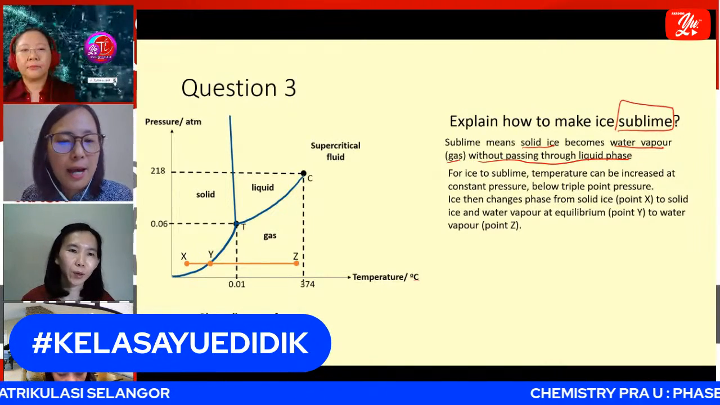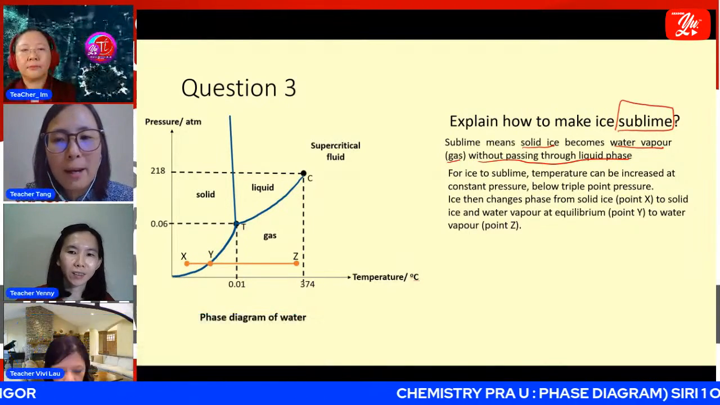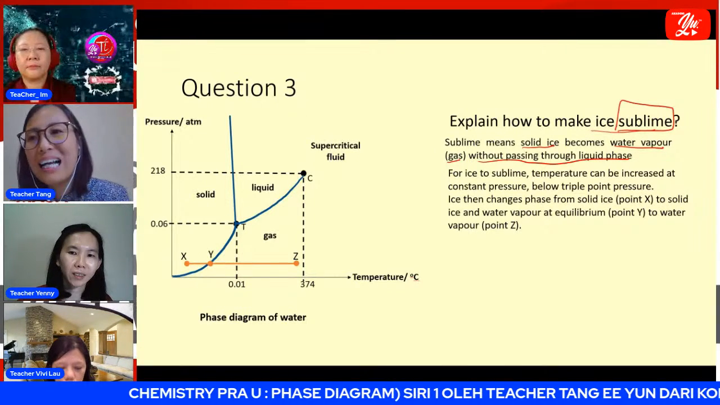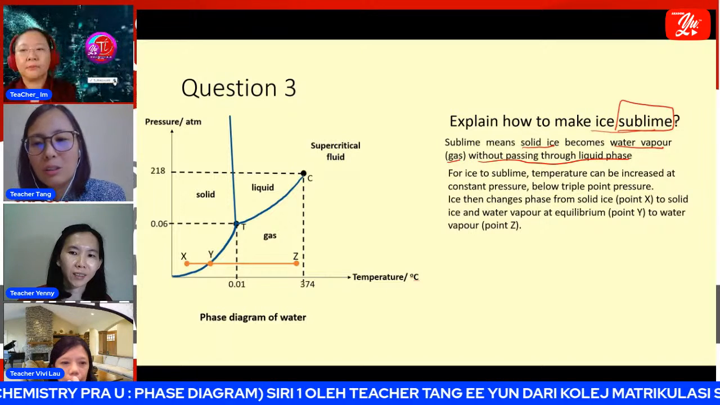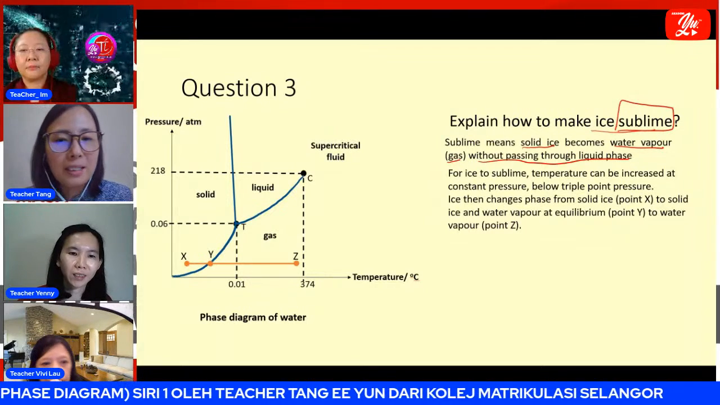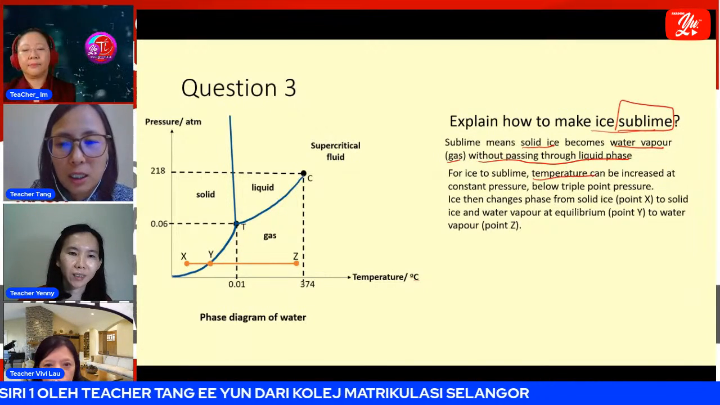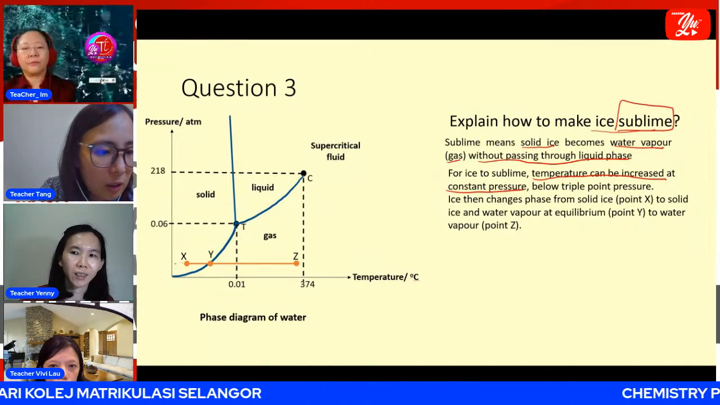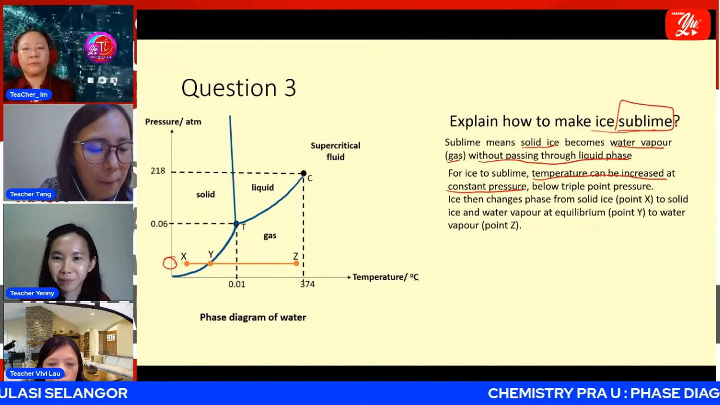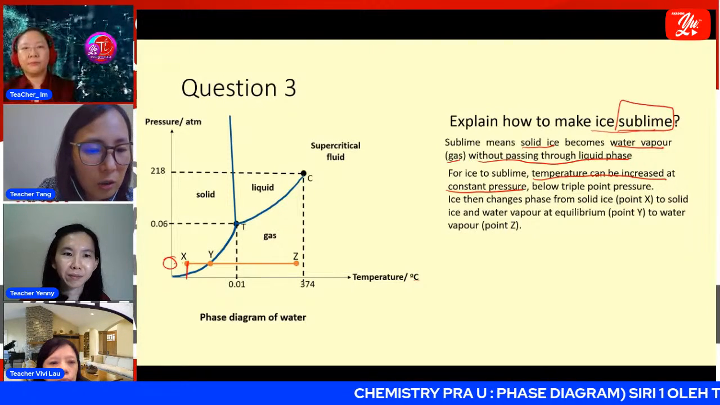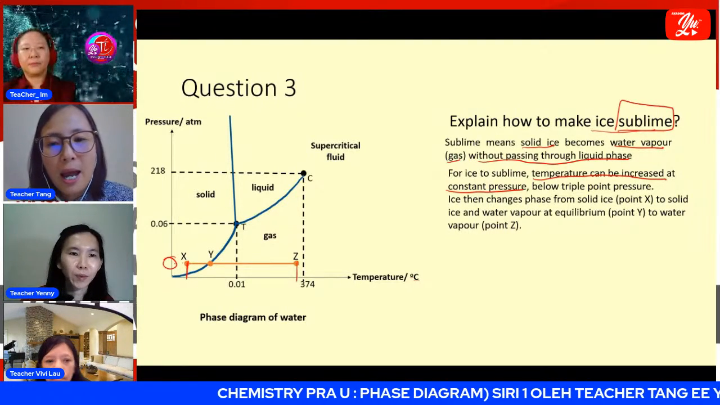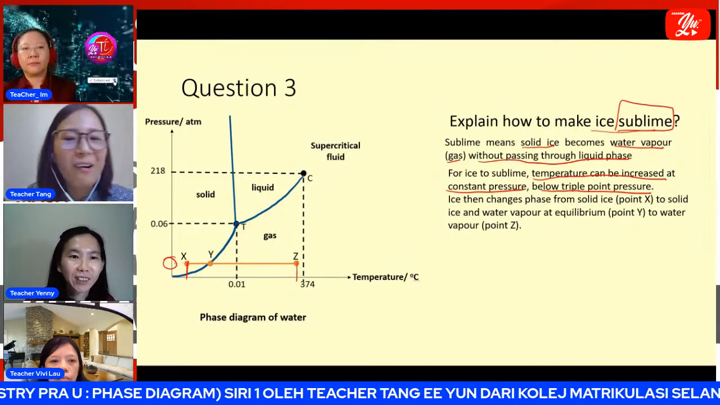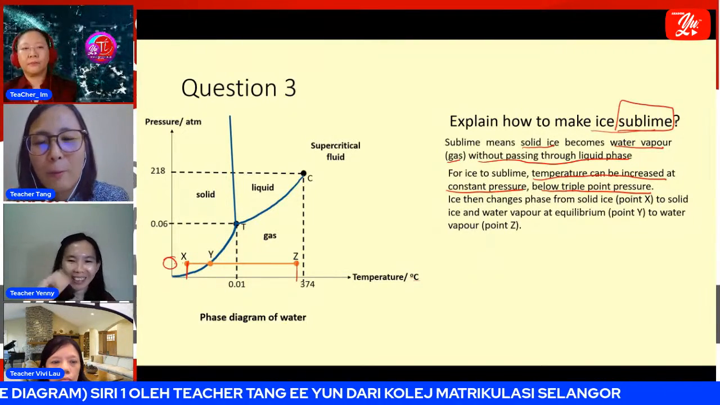And then, how do you make the ice sublime? Remember just now we drew the horizontal line to the right. So that means the temperature is increased at constant pressure. So this is the constant pressure, but the temperature increased from X to Z here. And then it must be below triple point pressure.